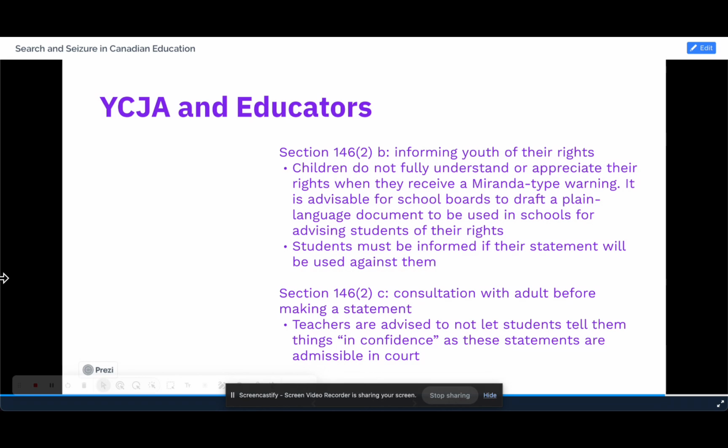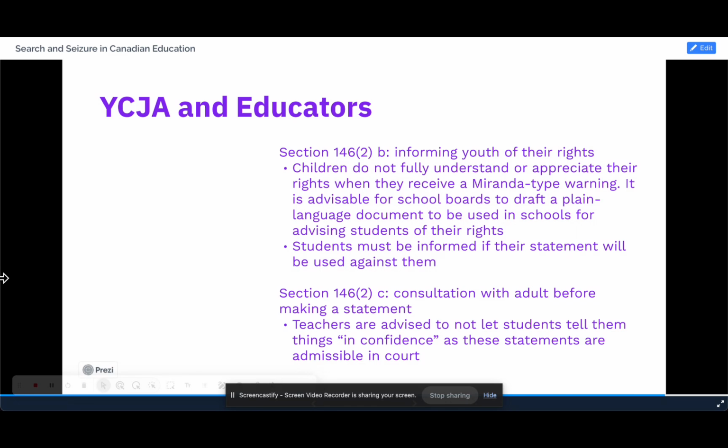So ideally, police would handle questioning of students regarding potential criminal matters, and statements given by students, as mentioned previously, must be voluntary. So in section 146(2)(b), informing students of their rights: most children don't fully understand or appreciate their rights when received in a Miranda-type warning. So it's advisable for school boards to draft a plain language document to be used in schools for advising students of their rights. And students must also be informed that their statements will be used against them.